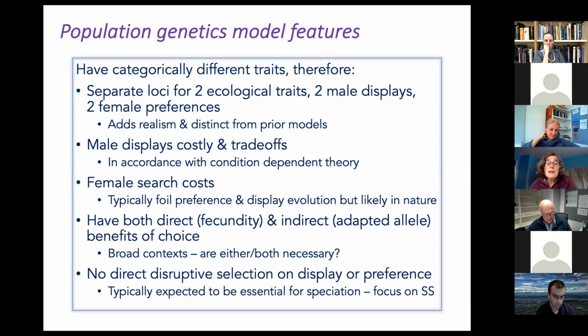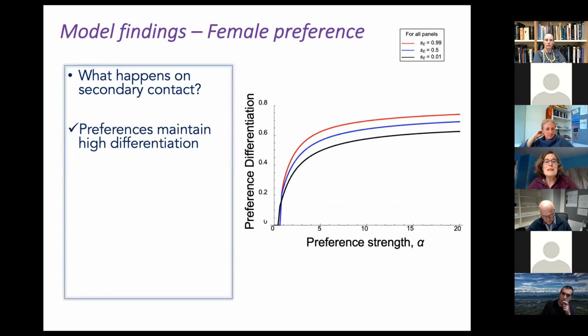And in marked departure from previous models on speciation, we don't apply any direct disruptive selection on either the display or the preference. And we do this even though it's typically expected that these are really essential for speciation to proceed, but it allows us to focus on the role of sexual selection. So with that bit of background, what do we find? So again, what happens on secondary contact?